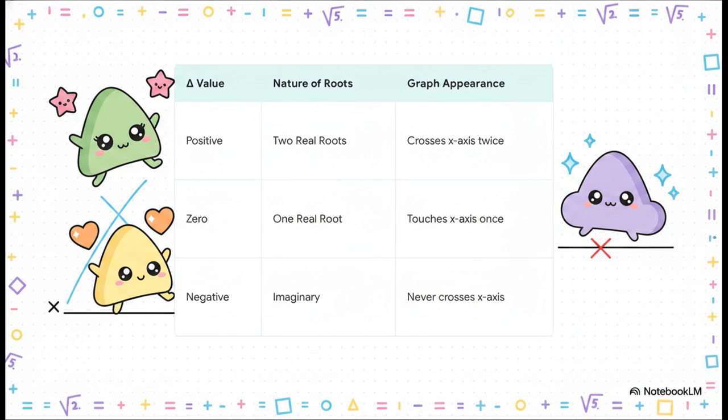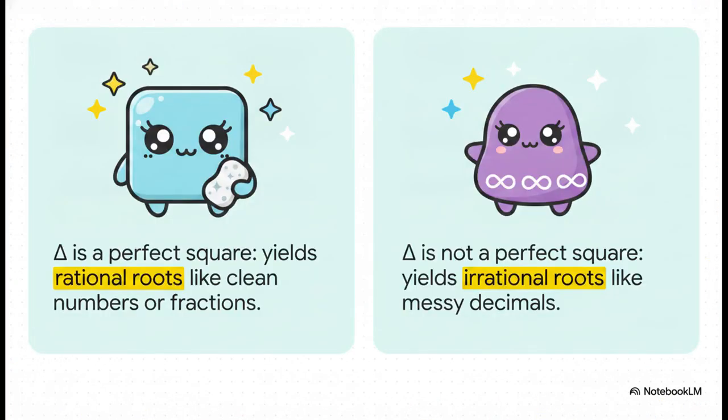If the discriminant is exactly 0, the curve just skims the axis, touching it perfectly once, giving you a single, real, repeated root. But what if it's less than 0? Well, there's our floating parabola. It never touches the x-axis at all, meaning there are absolutely no real roots to be found. And the power of the discriminant doesn't even stop there.